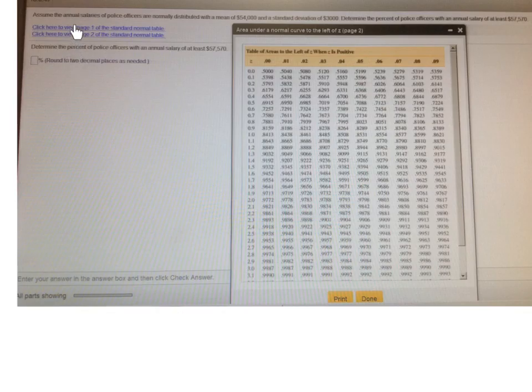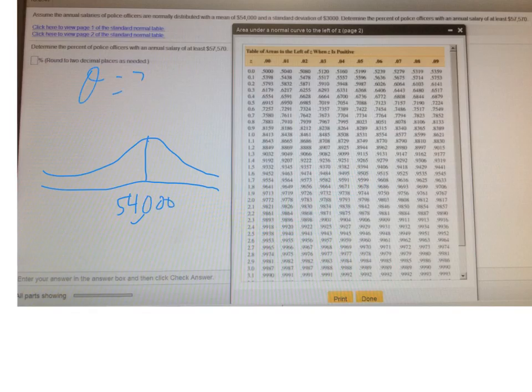Assume the annual salary of police officers is normally distributed with a mean of 54,000 and a standard deviation of 3,000. If I just drew a normal curve with that information, the mean right in the middle is 54,000. And one standard deviation is 3,000 dollars.